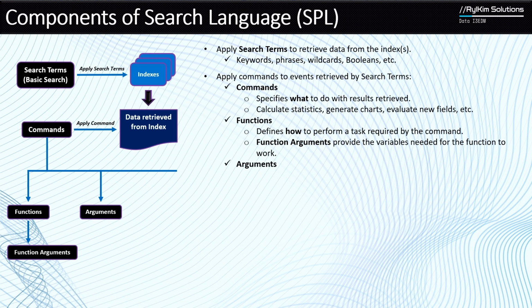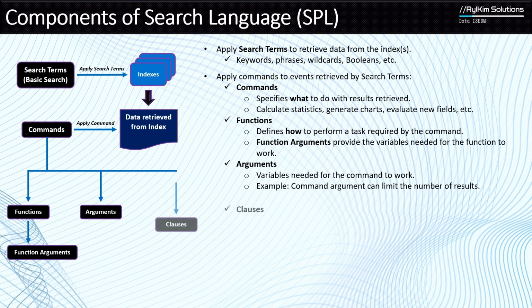And then the next thing is the command arguments themselves. So don't confuse function arguments with command arguments. Command arguments are what you apply at the command level. These are variables that are needed for the command to work. For example, you can decide that you want to limit the number of results that you generate. A good example here is the top command. If you use the top command, you can use the limit argument in order to control the number of results that you want to generate. We're going to see examples like that.